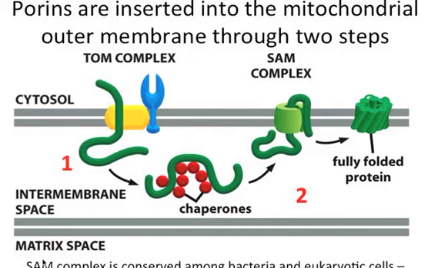And something that might be interesting to you guys or not, if you're interested in the endosymbiotic theory, is that this complex, the SAM complex, is conserved in eukaryotic cells and bacteria, so that's more evidence supporting the whole endosymbiotic origin of mitochondria. Is it even a theory, or is it just believed at this point?